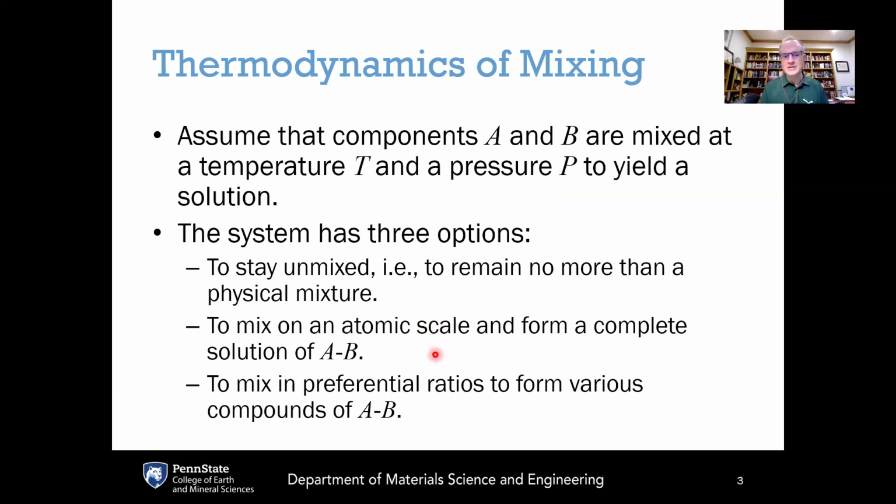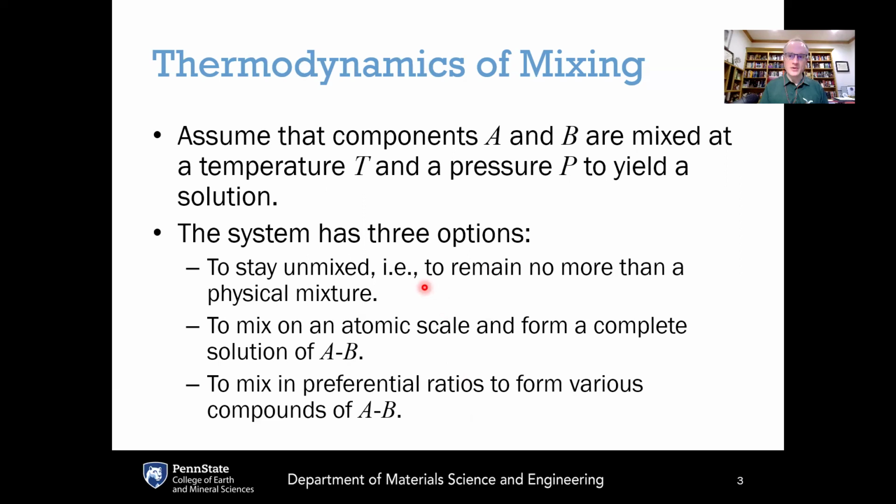The second option is that they could mix on an atomic scale and form a complete solution of A and B. This would be if you have a nice homogeneous solution of A and B to have something that is chemically homogeneous throughout the solution. And then the third option is that they could partially mix. In other words, they could mix in preferential ratios to form various compounds of A and B. And this is another type of liquid-liquid immiscibility, in addition to this first option of remaining unmixed.